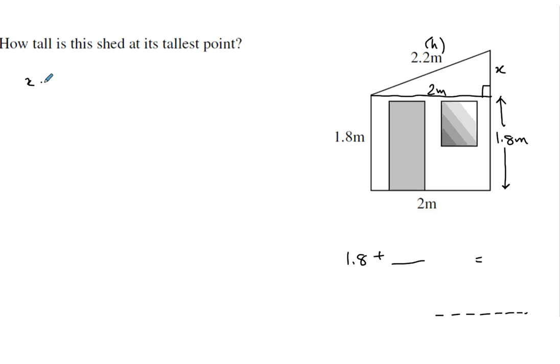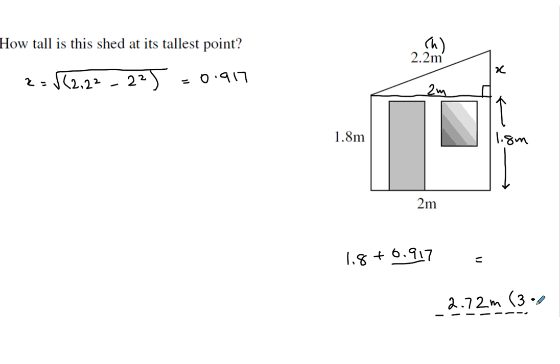So again, we're going x equals 2.2 squared minus 2 squared, and you get 0.917. Okay, and then once we've got that, we stick it in here. So can you see now you don't actually have to look at the question again. Once you've prepared it, out it comes. And we've got 2.27 meters to 3 significant figures. Okay, yeah, good.